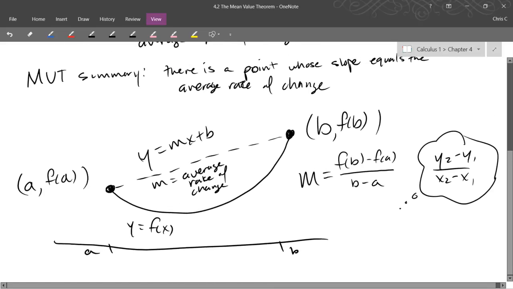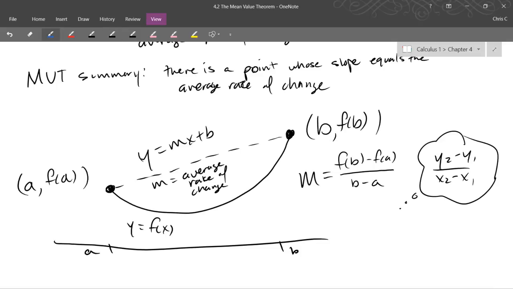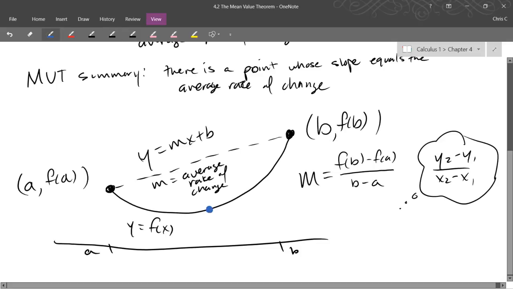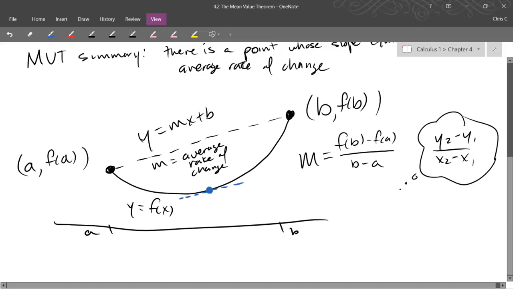All right, what does this say? There's a point whose slope equals the average rate of change. So here's the average rate of change. Can you find one point that looks like the slope is the same as that dotted average rate of change? Somewhere right about there has pretty close to that slope. The slope there should match the average rate of change slope. That's what the mean value theorem means.